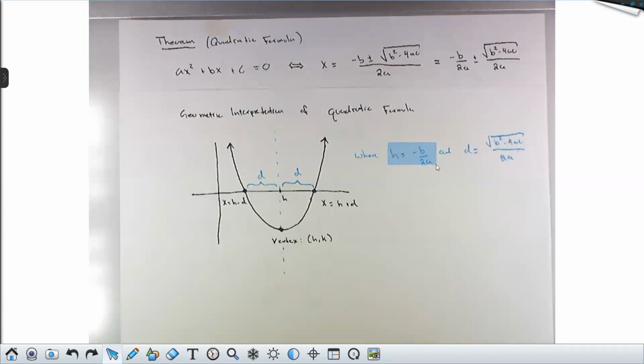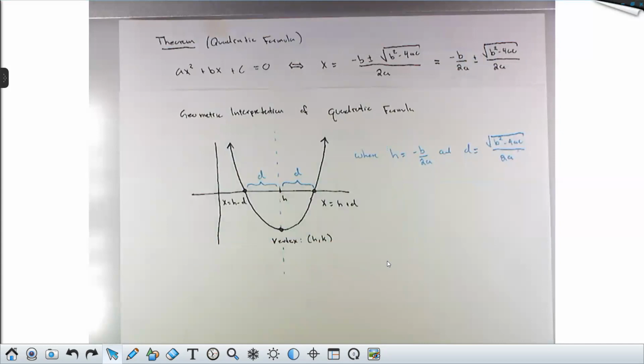And this guy tells you where your parabola has its symmetry, about what vertical line the parabola is symmetric. So I think this understanding of the quadratic formula, start here, walk to the right this amount, start here, walk to the left this same amount, is very appealing. It helps us understand what the thing is doing and where it comes from.